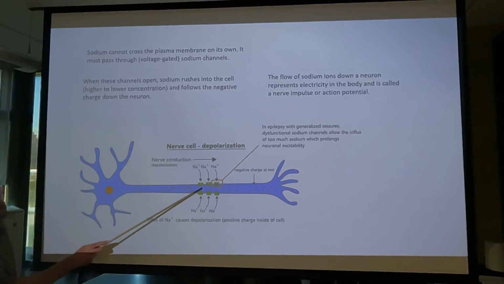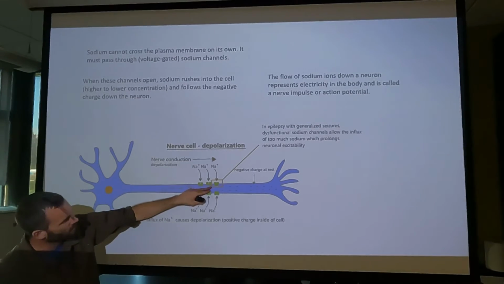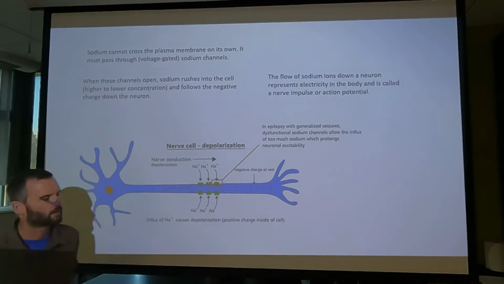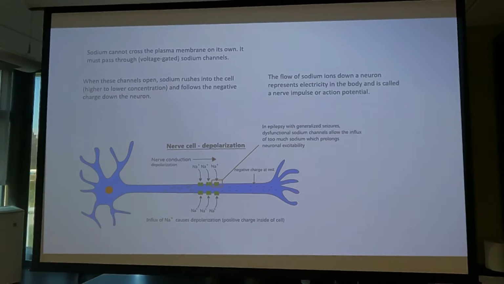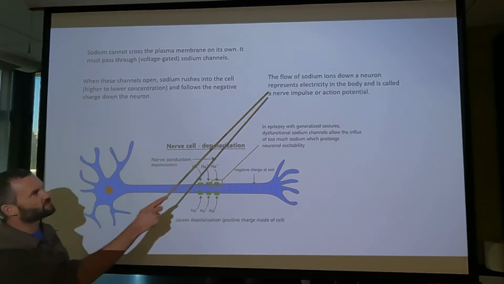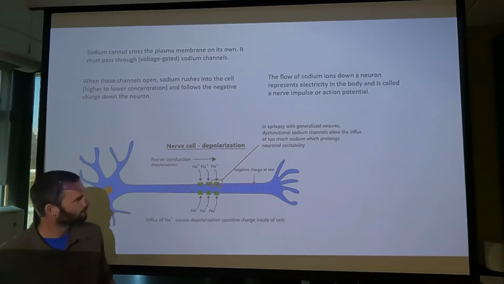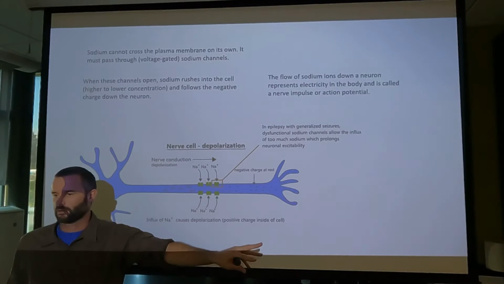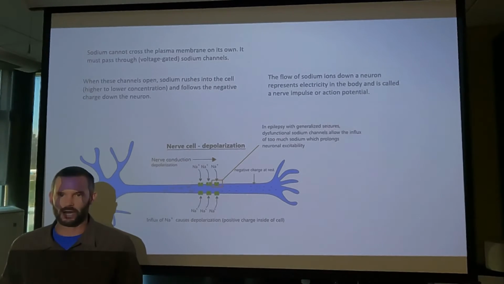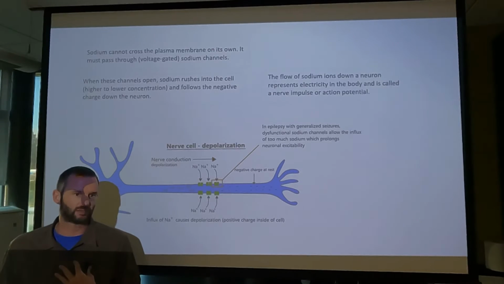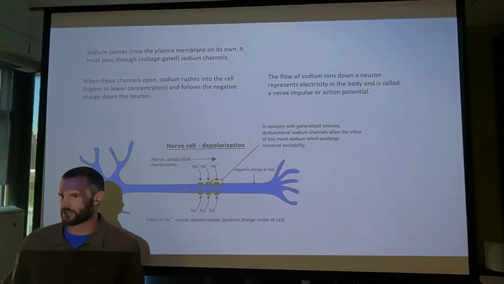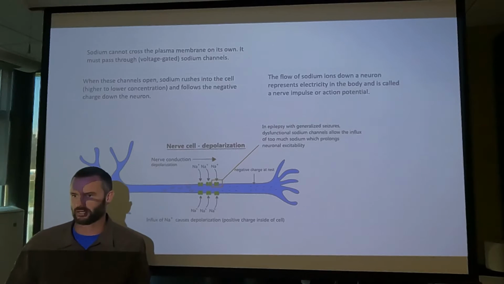When that sodium rushes into the cell, what does it do? It follows this negative charge down the neuron. And the flow of sodium ions in the body, where you have sodium flowing through something, that represents electricity of the body. That is electricity in the body. The flow of sodium ions or any other ion represents electricity. And how does the nervous system communicate? It communicates by electricity.